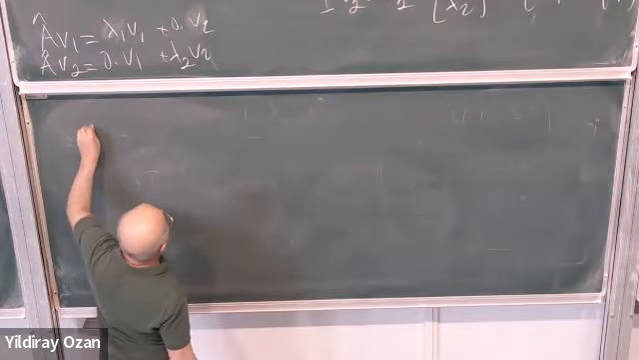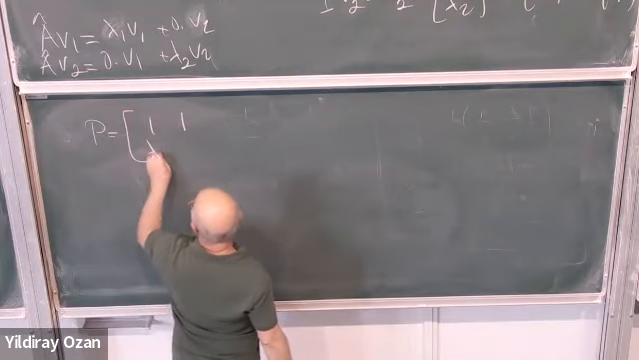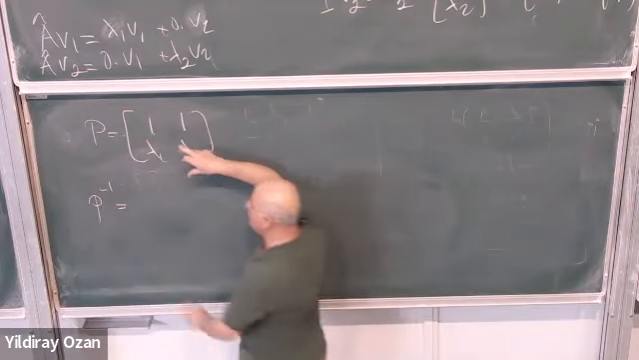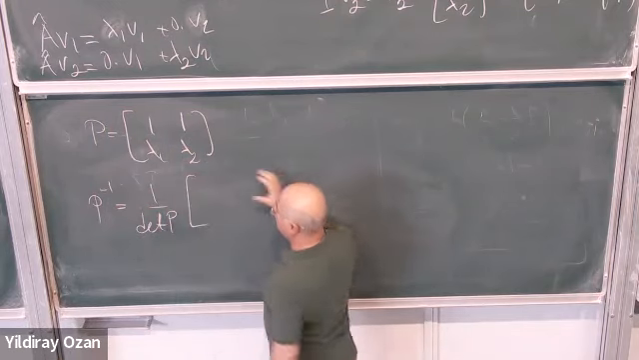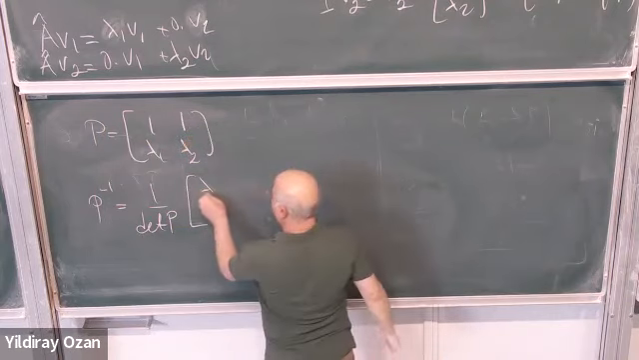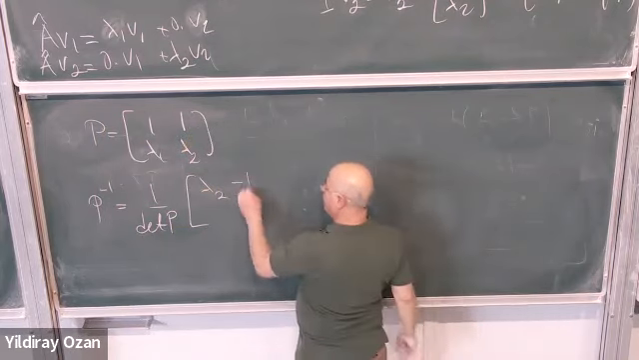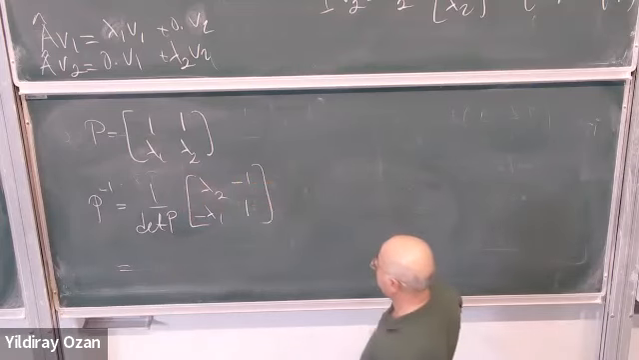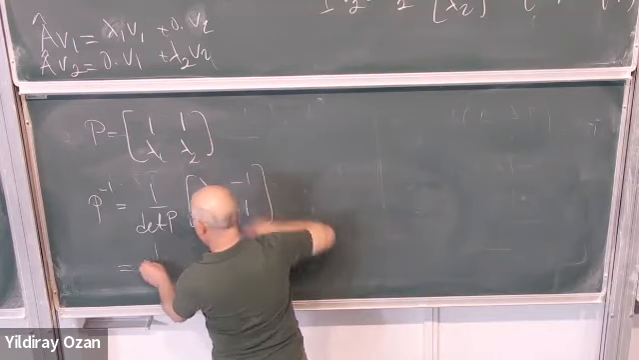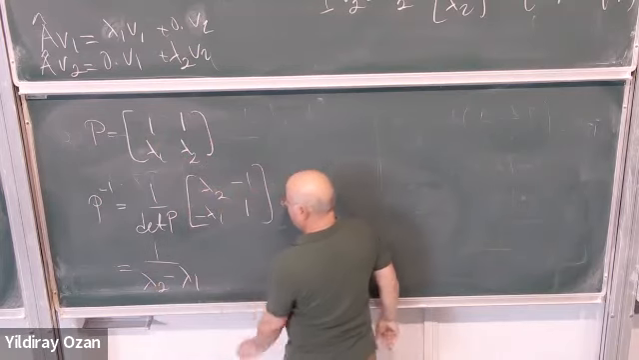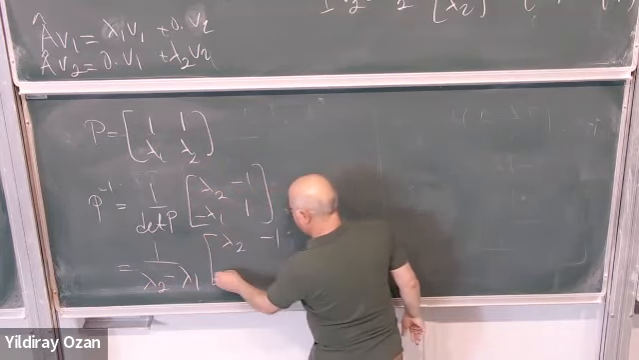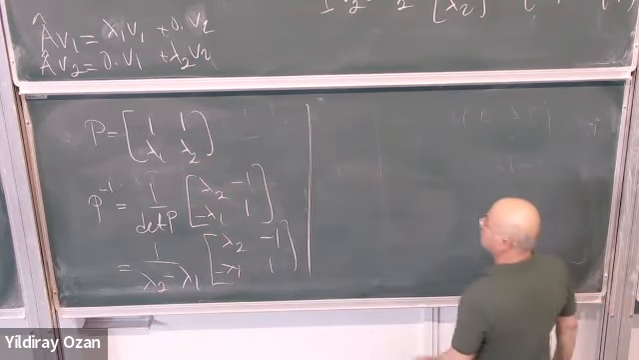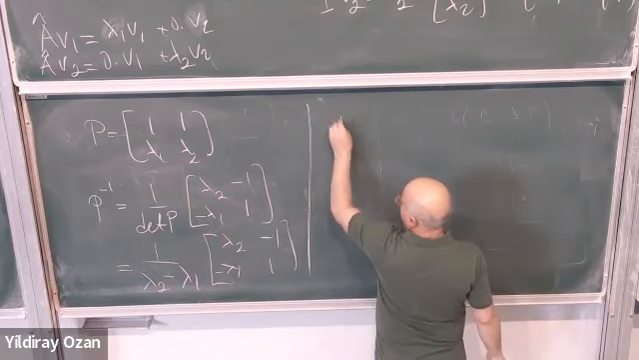What is P inverse? So P is this matrix 1, 1, lambda 1, lambda 2. What is P inverse? What would the determinant of P be? You interchange the diagonal elements and multiply the off-diagonal ones by minus one. So what is the determinant? The determinant is just lambda 2 minus lambda 1. And here I have 1 over lambda 2 minus lambda 1, with lambda 2 and minus lambda 1 and minus 1, 1.